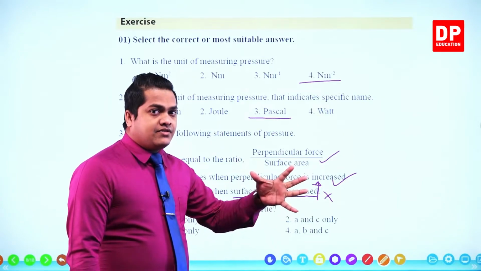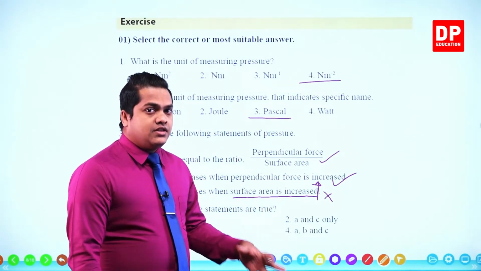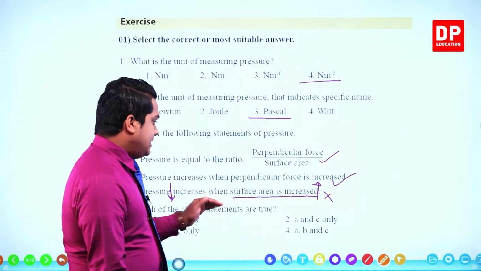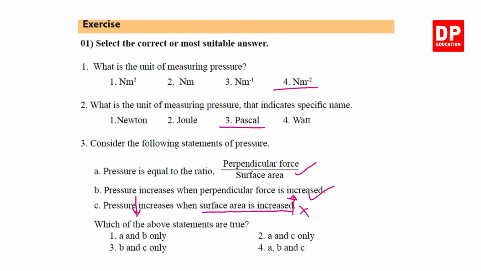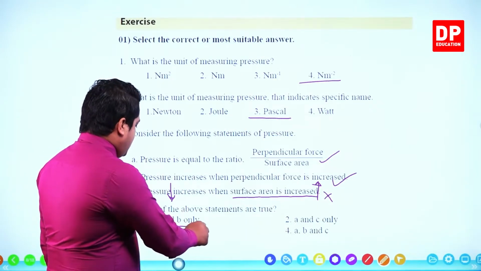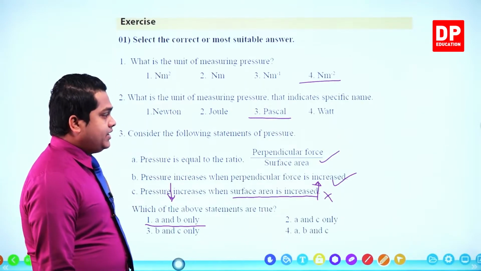In the earlier case, it was a direct relation, but the surface area and pressure have an opposite relationship. Therefore, when increasing surface area, pressure should decrease. So the correct statements are A and B only. So is there any such answer? Yes, A and B only. Right, A and B only.